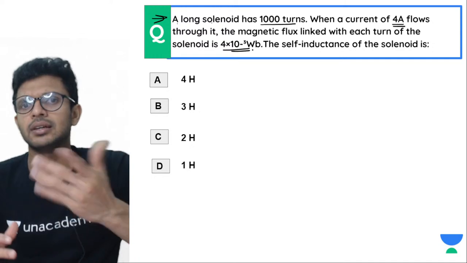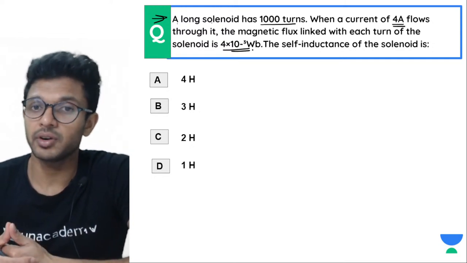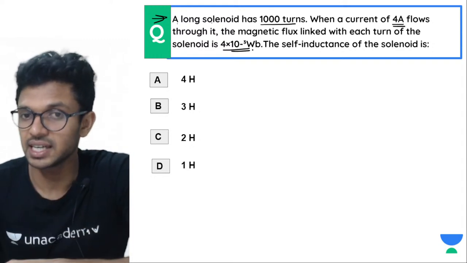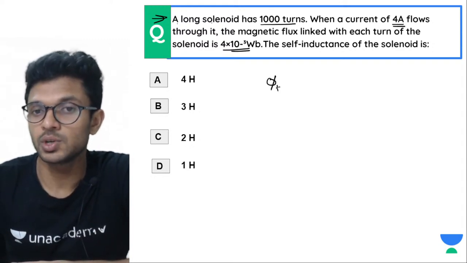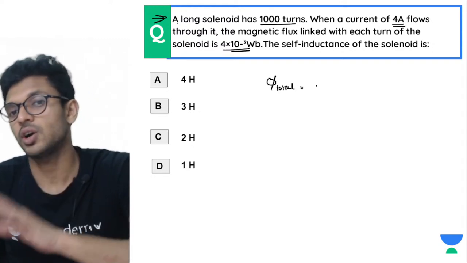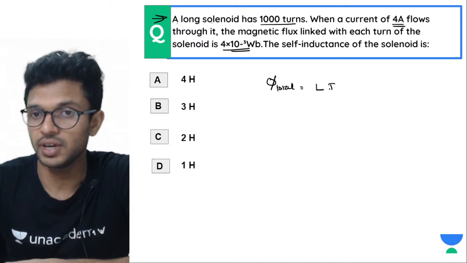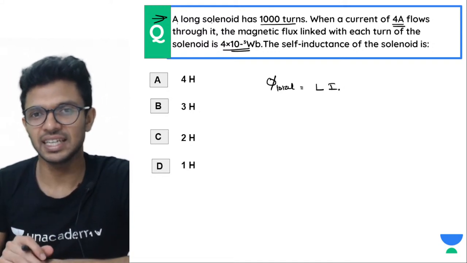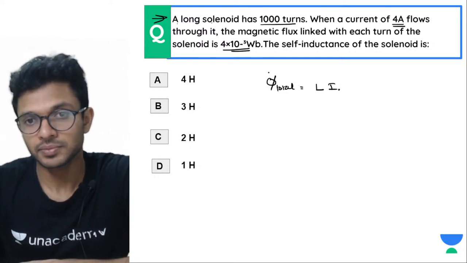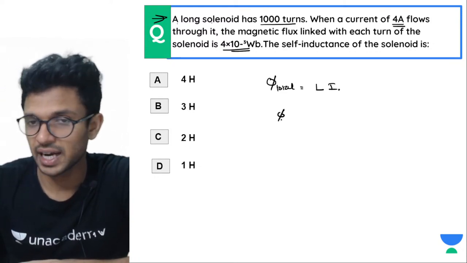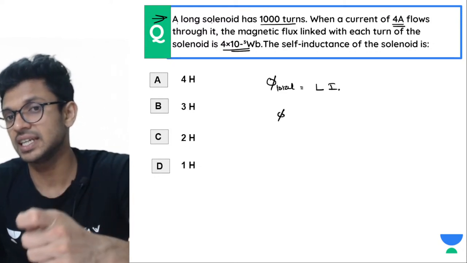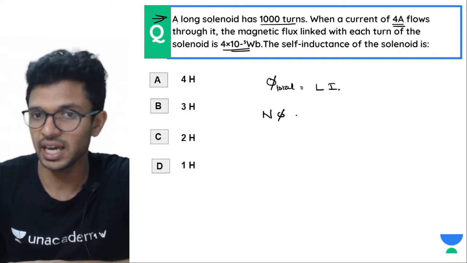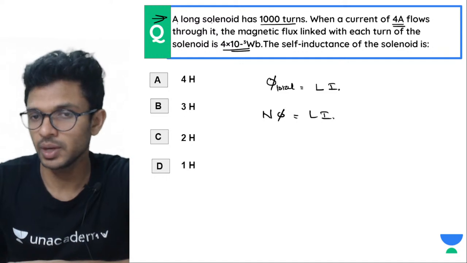So, here we are not talking about EMF. So, it is not the EMF formula which we need. Which formula we need? We need the total flux linked with the coil, given by the formula L into I. Those who know this formula will be getting the answer. You remember this, right? So if phi is a flux associated with a single turn, what will be the total flux associated with N number of turns? N phi. That is equal to LI.